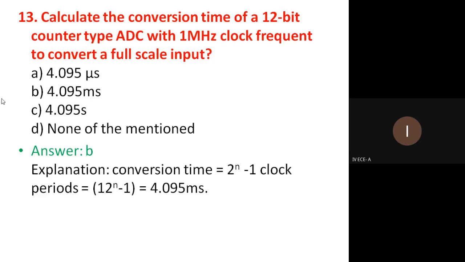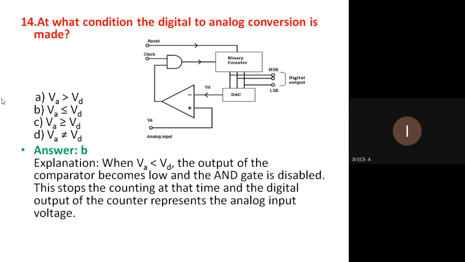Calculate the conversion time of a 12-bit counter type ADC with 1 MHz clock frequency to convert full scale output. Options are A, 4.095 microseconds; B, 4.095 milliseconds; C, 4.095 seconds; D, none of the mentioned. Answer is B. Expression: conversion time is equal to 2 power n minus 1 clock periods. Here n is 12 bits, so it gives the value 4.095 milliseconds.